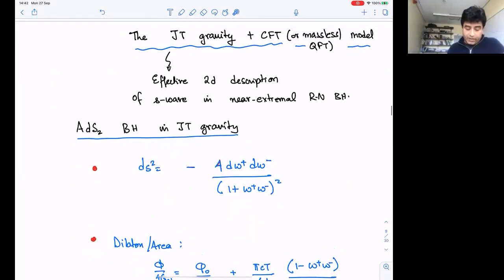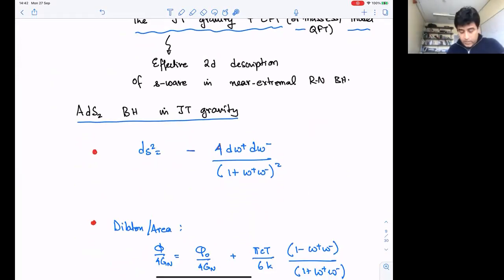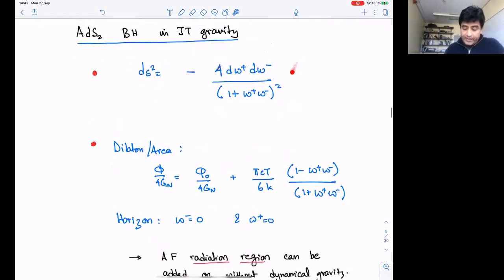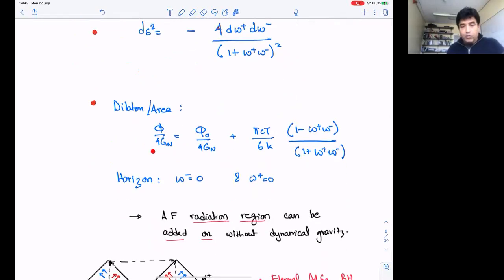So the effective two-dimensional description for the S wave of near extremal black holes is basically given by a JT gravity black hole, or the AdS2 black hole. And the AdS2 black hole is covered by Kruskal coordinates, W plus, W minus, and that's what the metric looks like. There is no hint of any temperature in this metric. All the information about the non-extremality or the temperature enters in the dilaton, which of course secretly is the area degree of freedom when we do the harmonic reduction. Say you take a four-dimensional black hole and you do the S wave reduction, then this dilaton is basically the area breathing mode in the effective two-dimensional language.